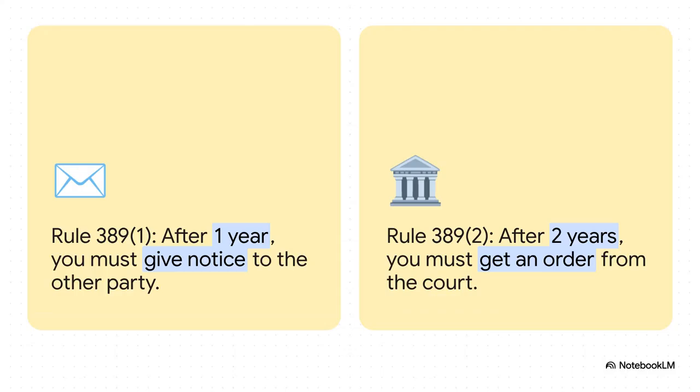So let's make that super clear. Think of it like this. 1 year of delay is a hurdle. You can clear it yourself by just giving a notice. But 2 years of delay, that's a brick wall. And the only thing that can get you through it is a judge's order.